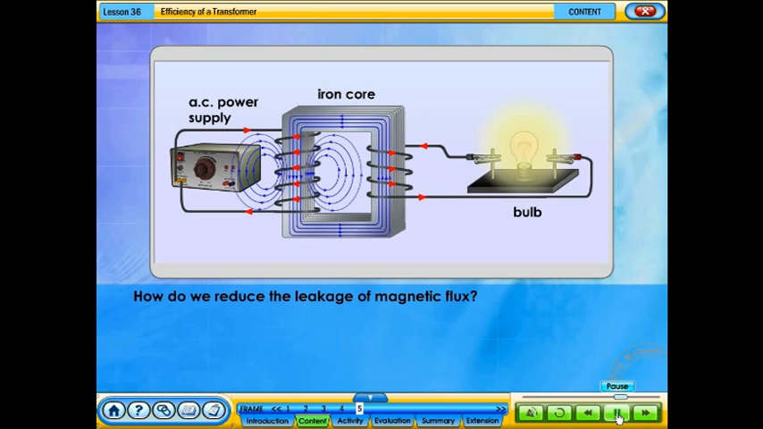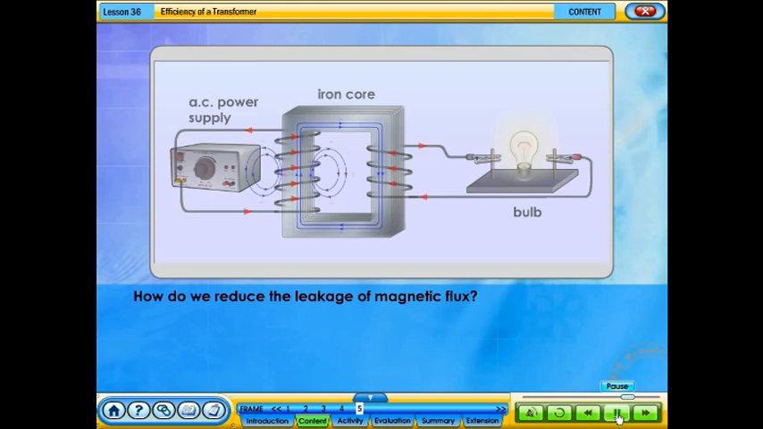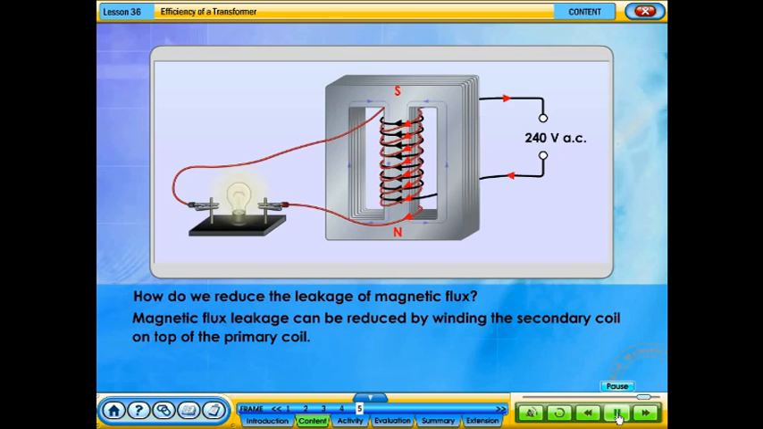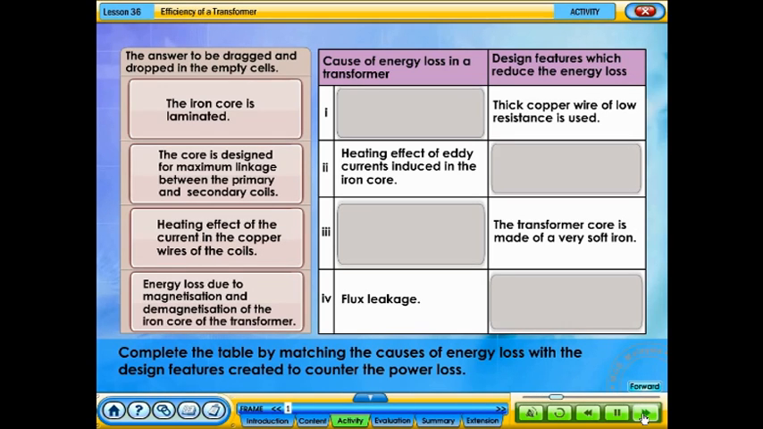How do we reduce the leakage of magnetic flux? Magnetic flux leakage can be reduced by winding the secondary coil on top of the primary coil. Complete the table by matching the causes of energy loss with the design features created to counter the power loss.